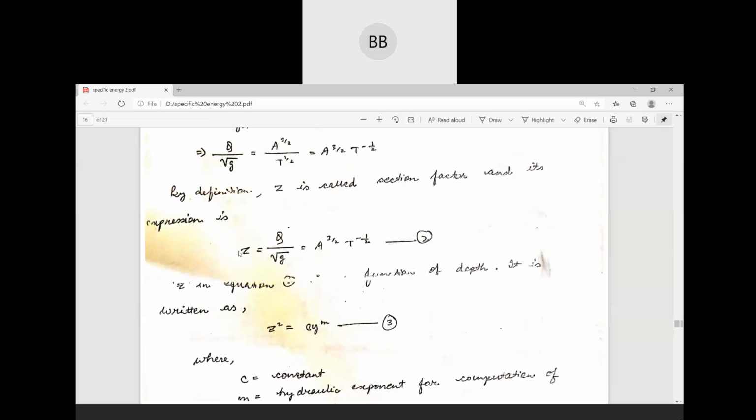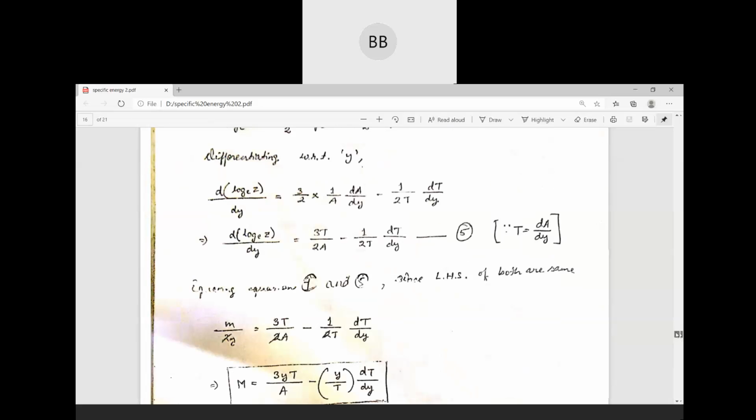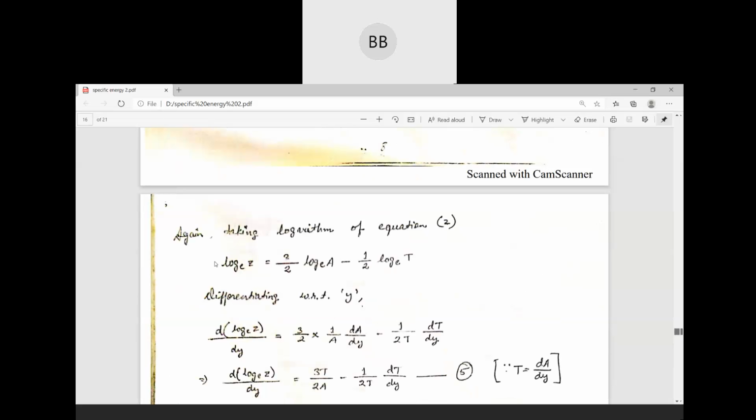If you take log and then differentiate, you are going to get the same expression on the left hand side. So again, we take logarithm first for equation number 2 and then differentiate with respect to y. First we take logarithm: log e z, plus we have A to the power 3 by 2, so 3 by 2 log e A, minus, because T to the power minus half is there, half log e T.